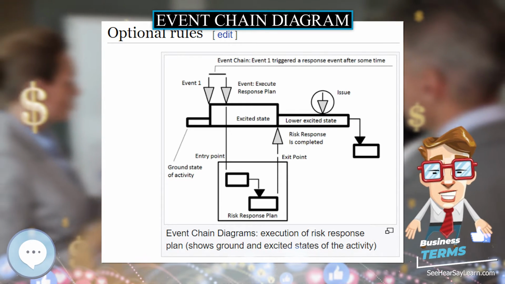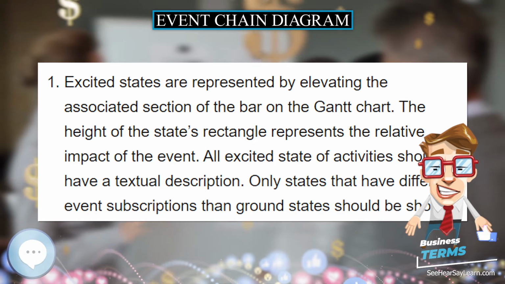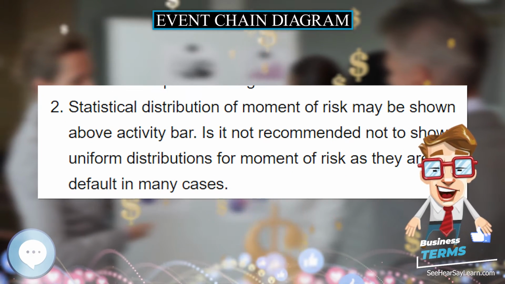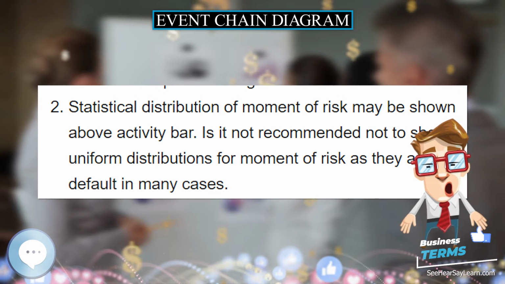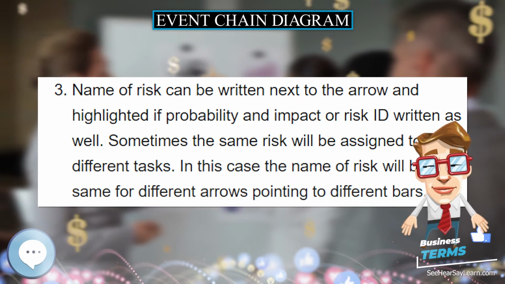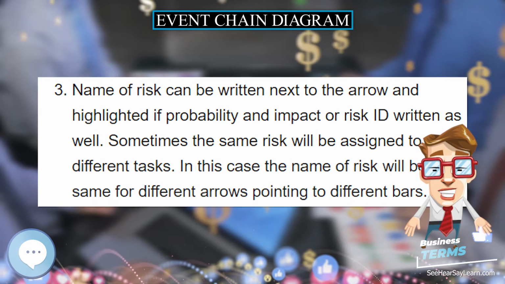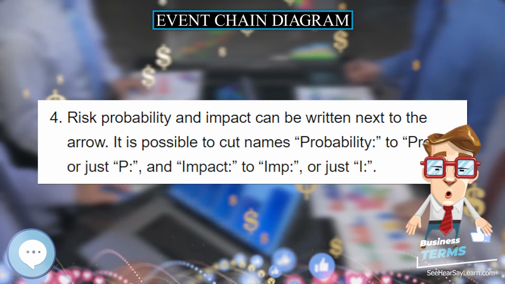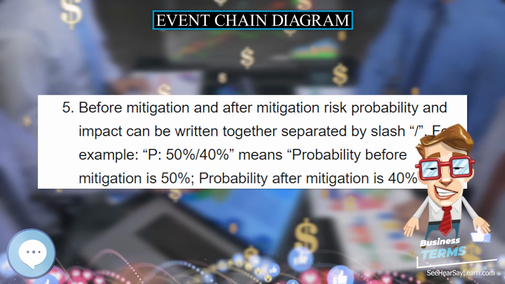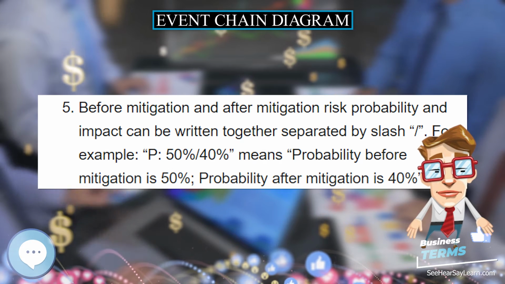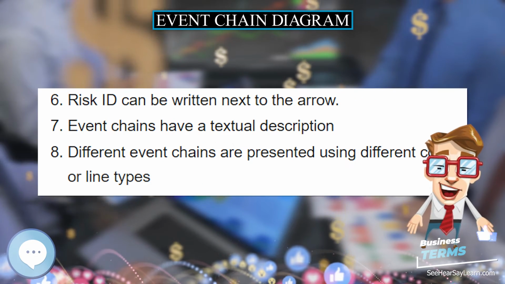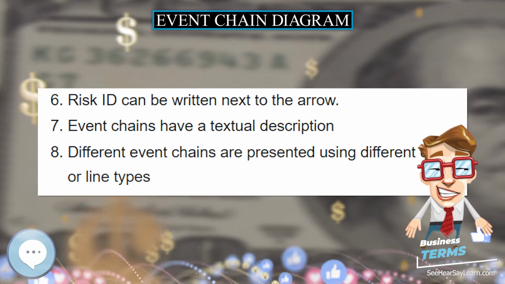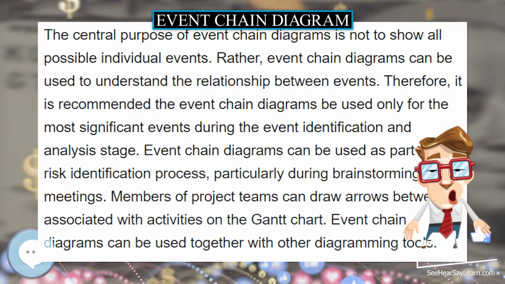Event chain diagrams can be used together with other diagramming tools. The simplest way to represent these chains is to depict them as arrows associated with certain tasks or time intervals on the Gantt chart. Different events and event chains can be displayed using different colors. Events can be global, for all tasks in the project, and local, for a particular task. By using event chain diagrams to visualize events and event chains, the modeling and analysis of risks and uncertainties can be significantly simplified.